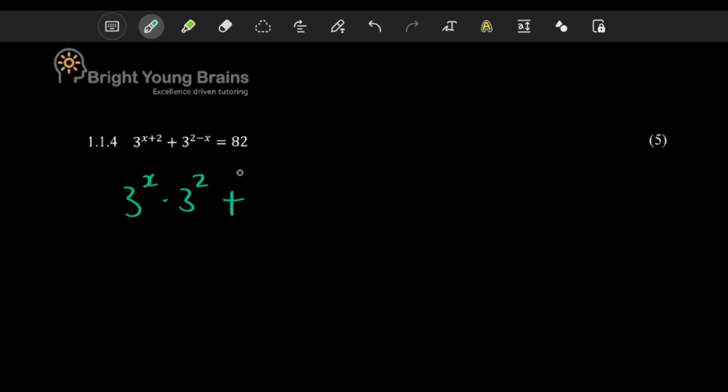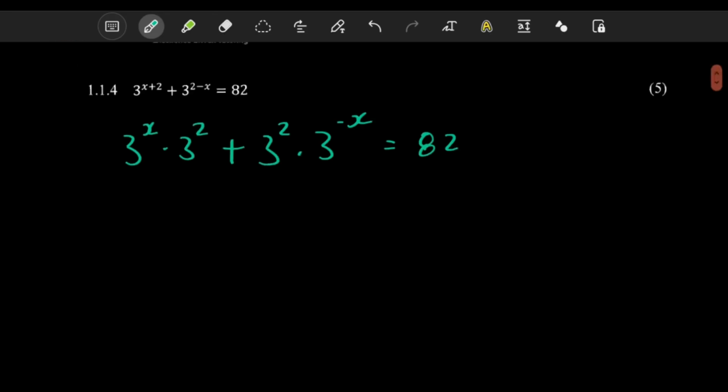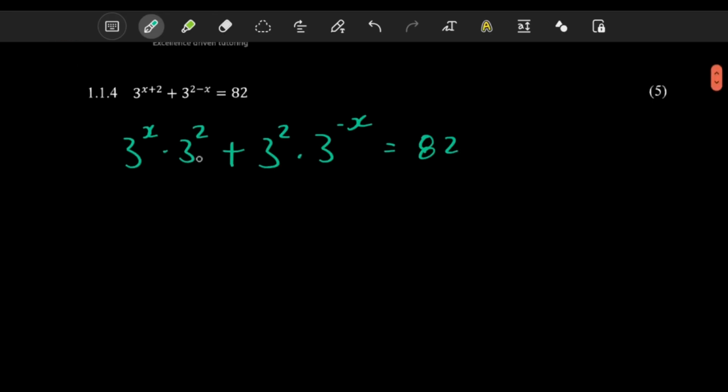Same here, you have a base, and you put this to the power of 2, and the other one you put to the power of -x with the same base of 3, because if your bases are the same and you're multiplying, you can add these two, which gives you that. Then here we have 82. On the left, luckily it looks as though 3 to the power of 2 is a common factor, so you can take that out. So you're going to have 3 squared here.